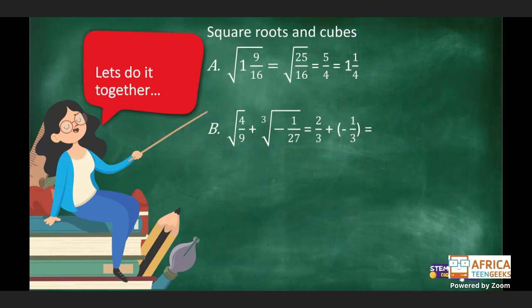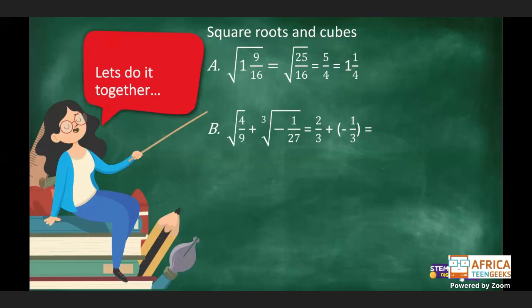So this one, guys, this is our square root. We'll start with number A, and then we'll move to number B, right? Number A, we have a mixed fraction, which is our whole number and our proper fraction. So here's our 1 and 9 over 16. You know what we need to do in this case.